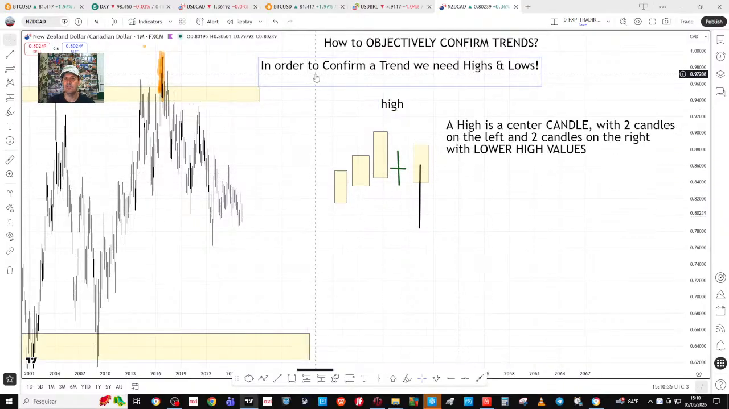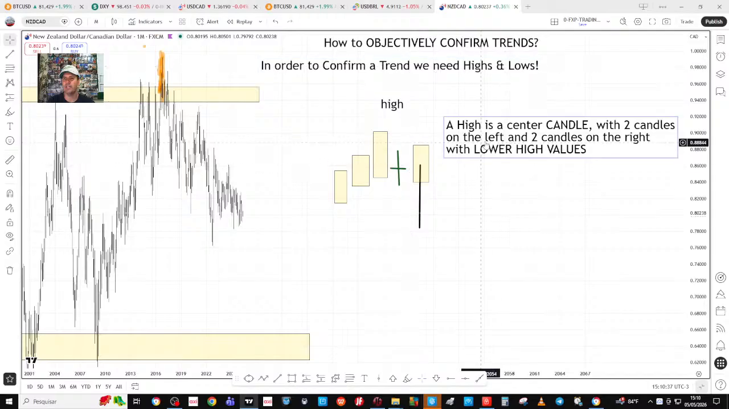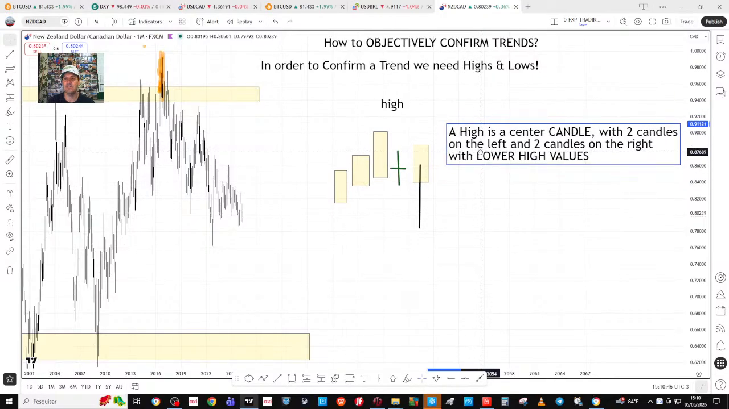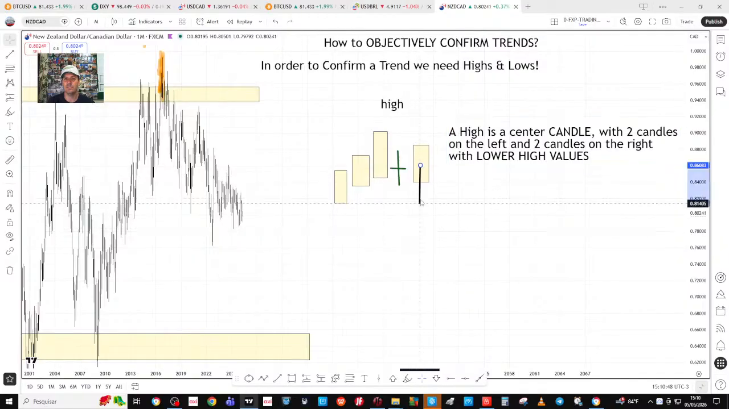Alright. In order to confirm a trend, we need highs and lows. A high is a center candle with two candles on the left and two candles on the right with lower high values. Beginner students, analysts, not traders yet, make a lot of mistakes in the beginning because you need to be very precise, right? So is this a high? No, now it's not a high anymore, right? Okay, everybody, be very careful.